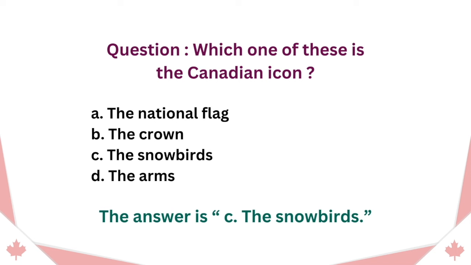Question. Which one of these is the Canadian icon? A. The national flag. B. The crown. C. The snowbirds. D. The arms. The answer is C. The snowbirds.